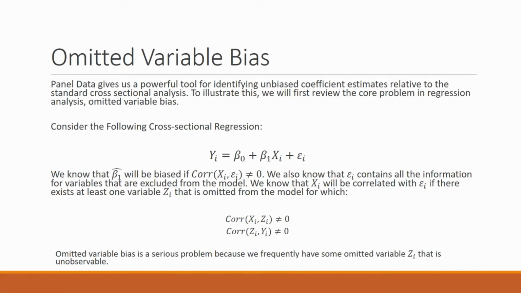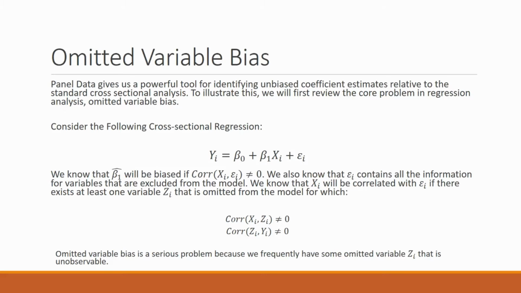All right, now, for us to understand the power and potential of panel data, we need to again review this omitted variable bias, and then we can work our way up, set ourselves up for understanding why panel data is important. Okay, so panel data gives us a powerful tool for identifying unbiased coefficient estimates relative to a standard cross-sectional analysis. To illustrate this, we need to first review the core problem in regression analysis, omitted variable bias.